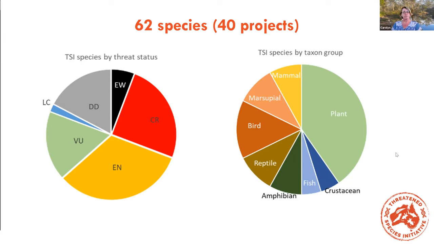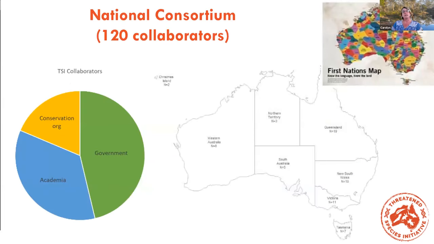So in Australia, there's about 700 threatened animal species, but there's about 1,500 plant species which are classed as threatened. If we look at it, it really is a national consortium. We have about 120 collaborators across all the different taxa. And as you can see, quite a large proportion of them come from government agencies. So these are all the conservation managers and practitioners who are making decisions, in addition to the conservation organisations such as Bush Heritage and the Australian Wildlife Conservancy. And then just over a third of the collaborators actually come from academia. And so what we're trying to do is foster better partnerships between academics and the conservation managers who need the information to help make the decisions.